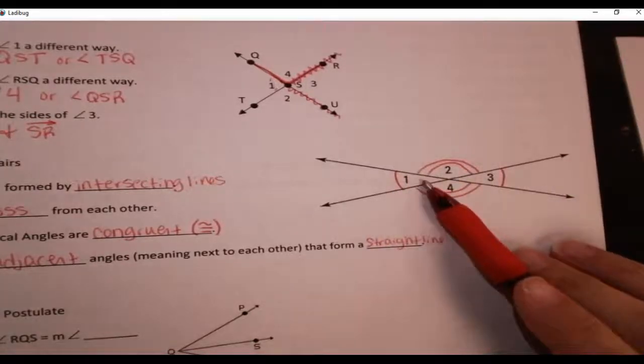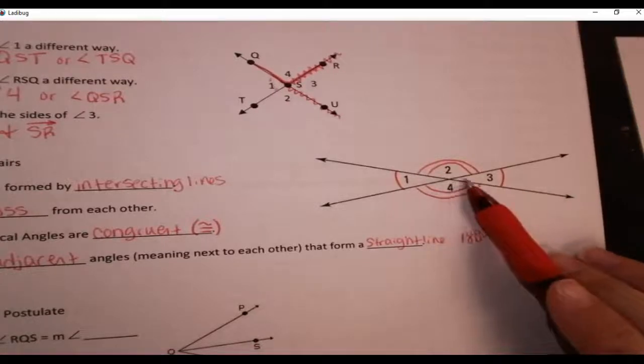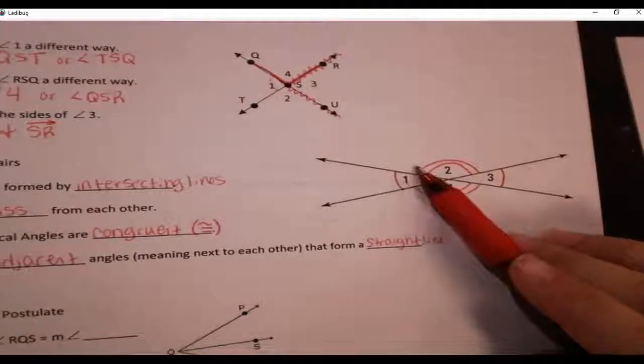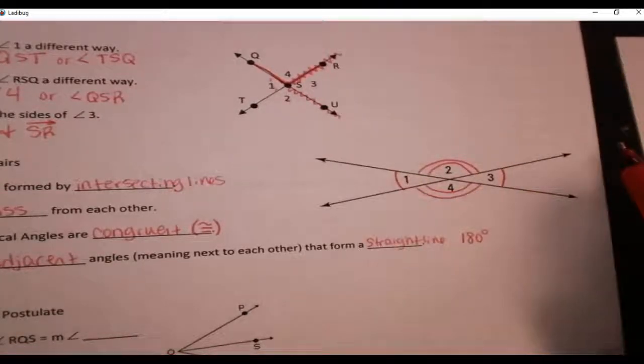If we're looking at this one, 1 and 2 and 3 and 4 also form that line. So those are linear pairs. So anytime they're beside each other and they're making a straight line.